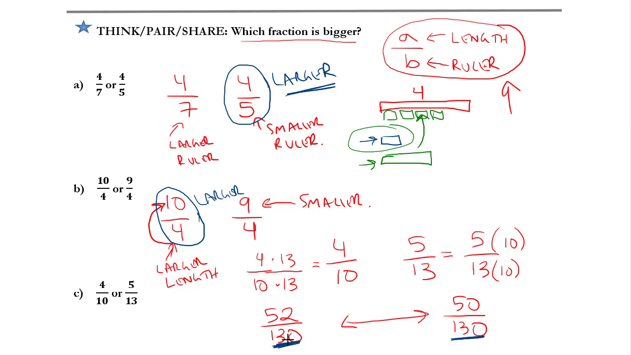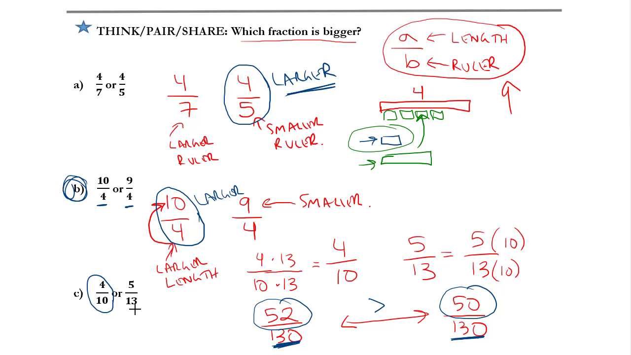Now, because they're the same, just like in example B when they were the same, I can compare the relative magnitudes of just the numerators and see that 52 is bigger than 50. Since 52 is larger than 50, 4/10 is greater than 5/13. And you can check that on your calculator.